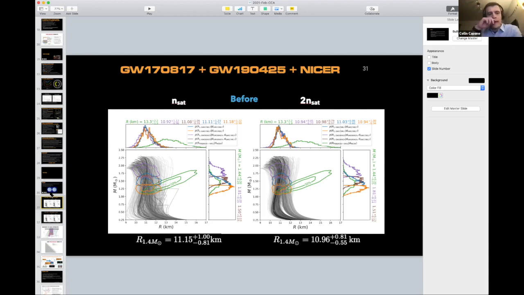Oh yeah, no, sorry. I was only just showing mass radius here, but the thing that we're actually measuring with the gravitational wave data is the tidal deformability.